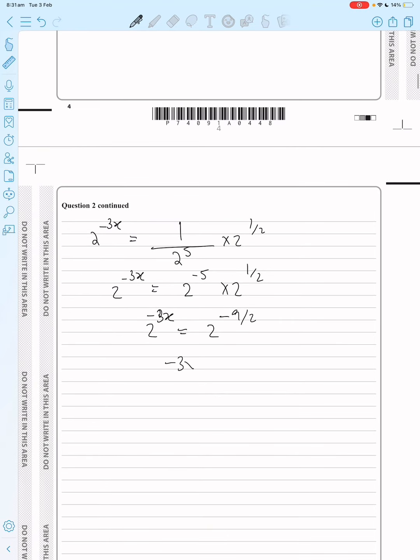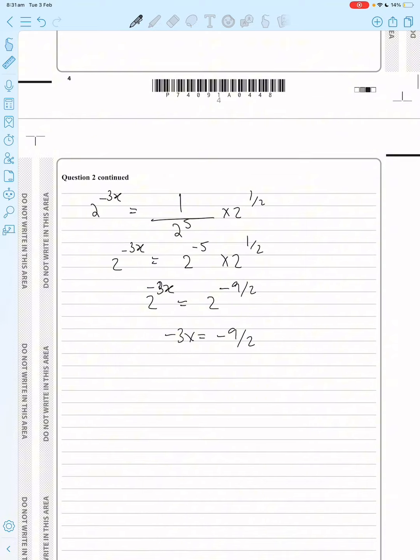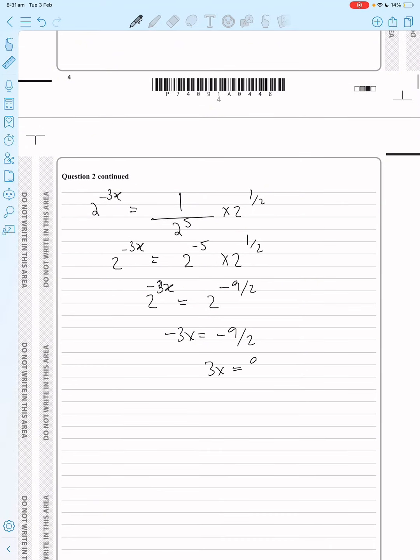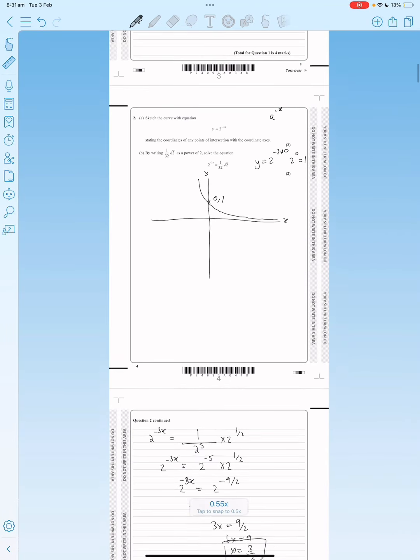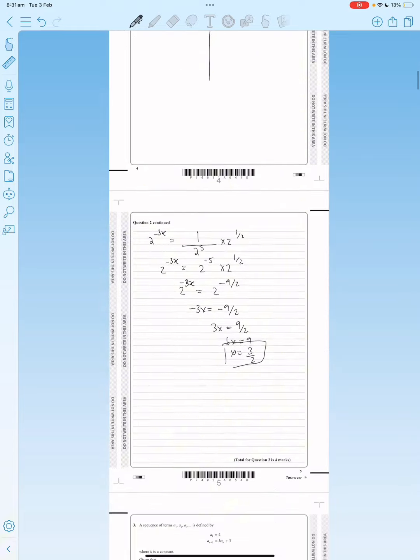So minus 3x is equal to minus 9 over 2. 3x is equal to 9 over 2. 6x is equal to 9. x is equal to 3 over 2. So that's my answer for 2b. Let's get on to the next question now.